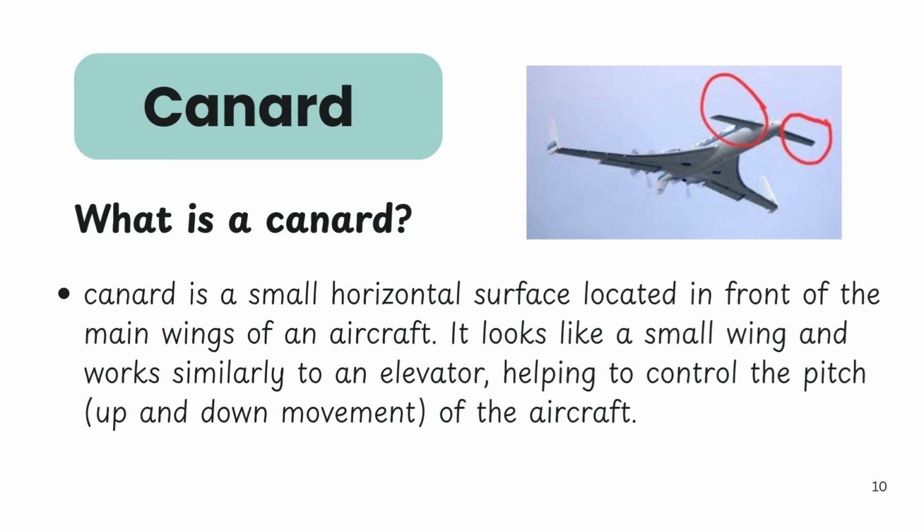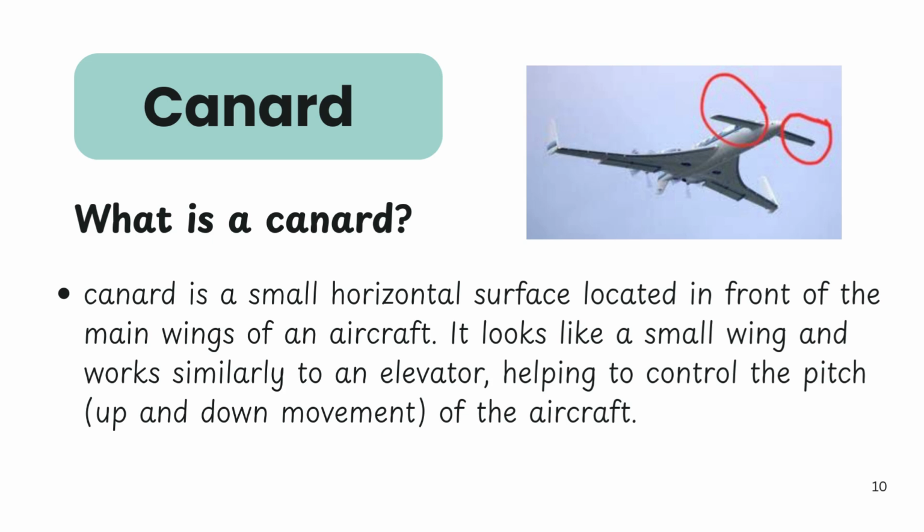Next, let's talk about CANARDs. A CANARD is a small wing located at the front of an aircraft, ahead of the main wing. It's like having a mini elevator at the nose. CANARDs control pitch, just like elevators do, but they can also provide lift. In fact, in some aircraft designs, the CANARD replaces the horizontal tail entirely.